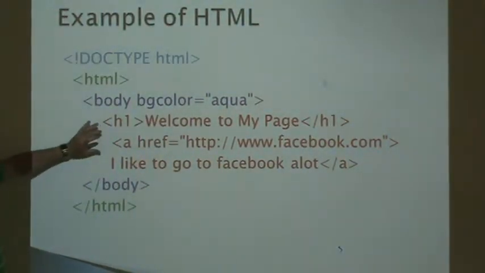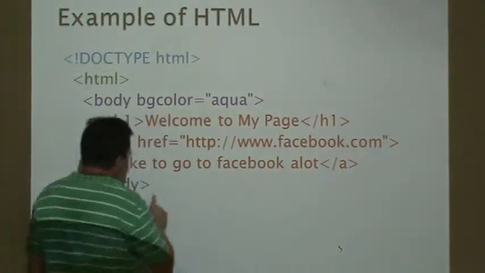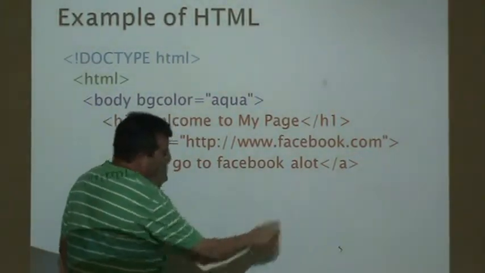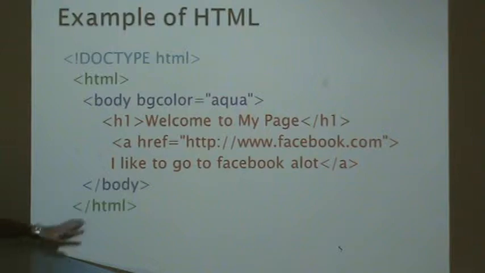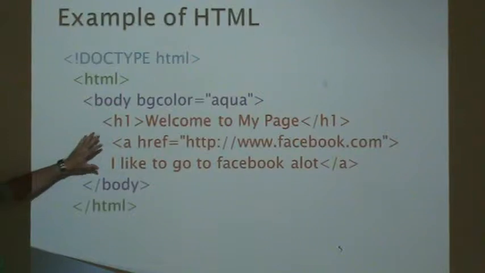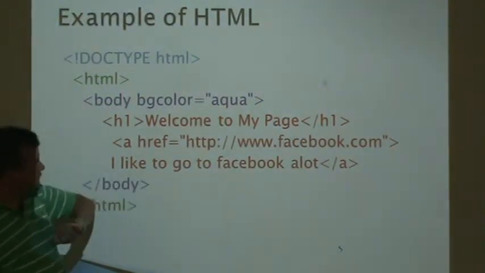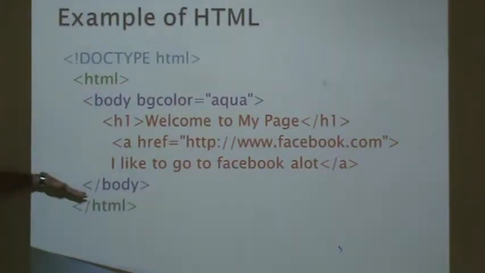And you know how when you have a web page, if you click on a link, it takes you to another web page? So we could say a hyperlink reference, www.facebook.com, and then we put these words, I like to go to Facebook a lot. So what this would do is, if you displayed this page through a web browser, the page would turn aqua. It would say, welcome to my page in big letters. And then in smaller letters, it would say, I like to go to Facebook. And if you clicked anywhere in that sentence, it would actually take you to Facebook. I'll create a web page and show you this page after. So this is a very simple example of an HTML page.